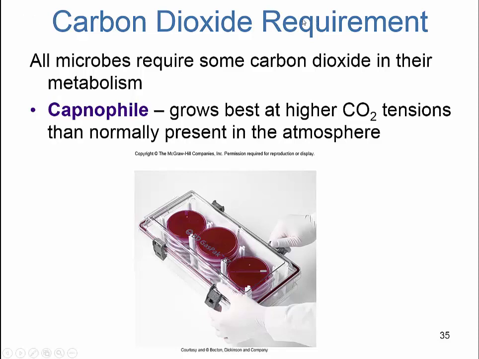So carbon dioxide, there are some microbes that require much higher carbon dioxide tensions than are present in the normal atmosphere. And so these microbes are considered capnophiles. Capnophiles are typically grown in anaerobe chambers where the carbon dioxide level is accelerated. Sometimes we call these things a candle jar, where you actually light a candle, which sucks the additional oxygen out of the room as the flame burns, and then it leaves the excess carbon dioxide gas at higher quantities and higher surface tensions.